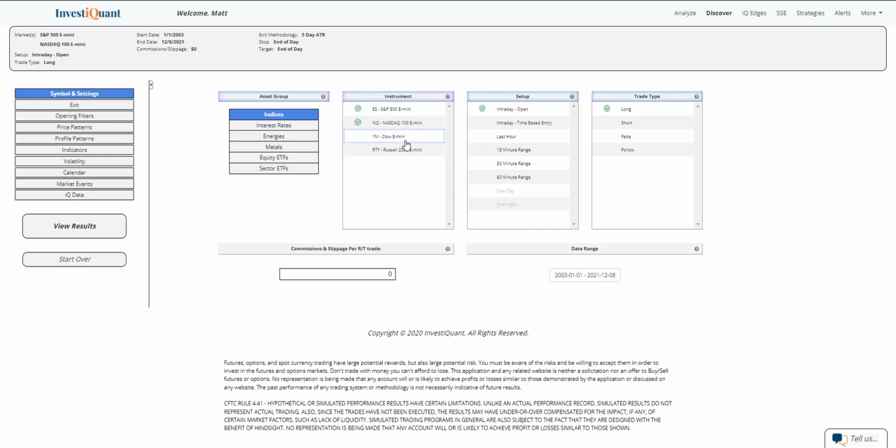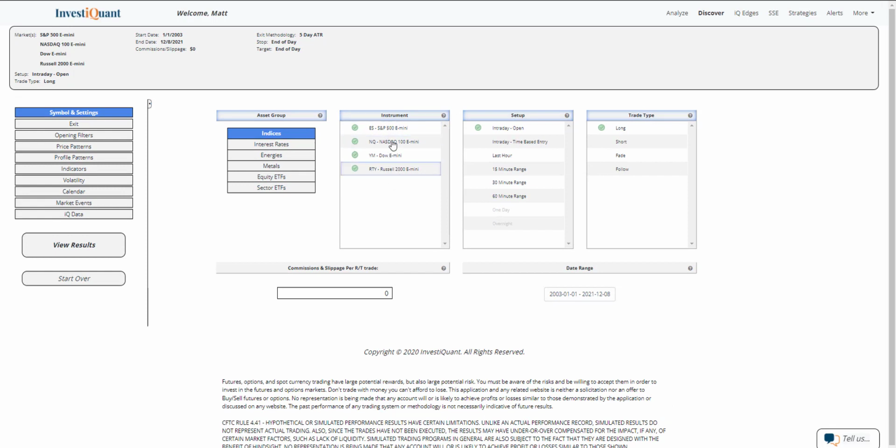Let me go ahead and set this up in Discover. I've got all four instruments selected. The setup will be based upon entering the market long at 9:30 a.m. Eastern Time and exiting at 4:15 p.m. Eastern Time.